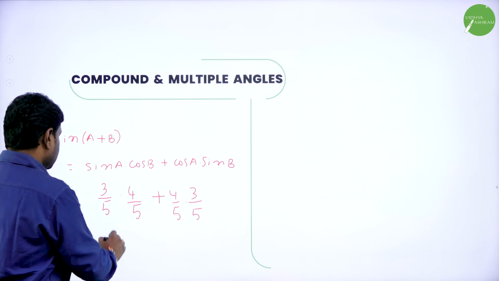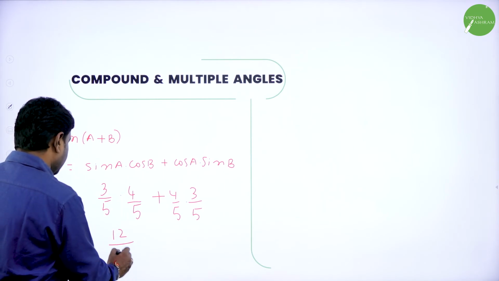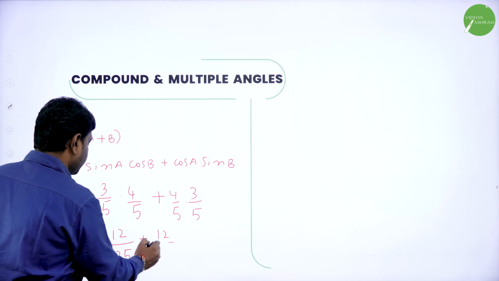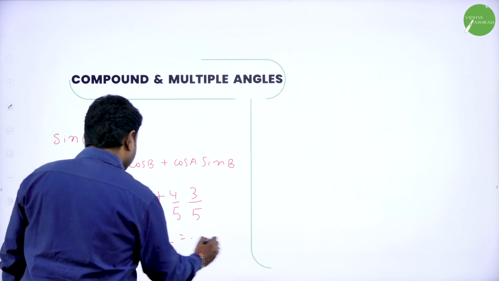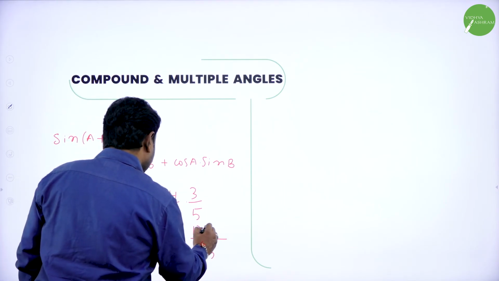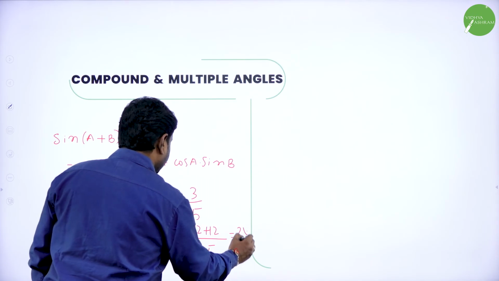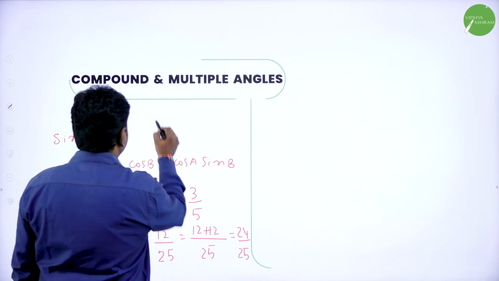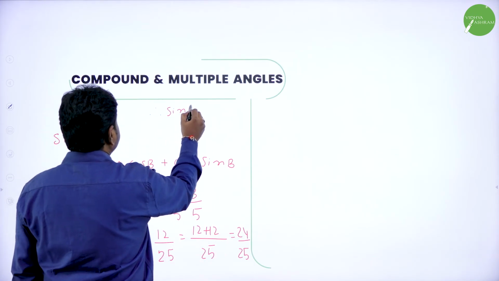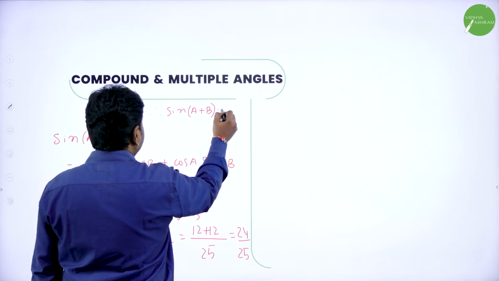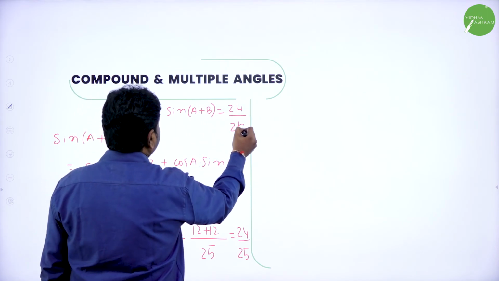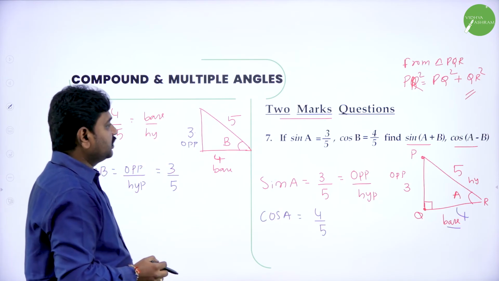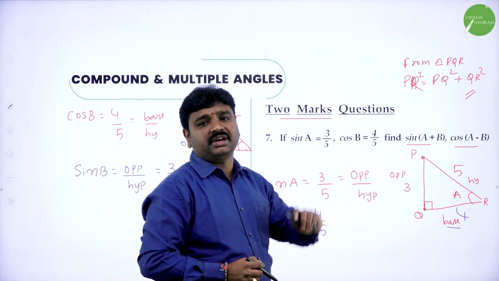Now simplify. 3 4s are 12, 5 5s are 25, plus 4 3s are 12, 5 5s are 25. So now the LCM is 25, 12 plus 12, so 24 by 25. So you got sin of A plus B. Therefore, the conclusion: they want you to find sin of A plus B, and sin of A plus B is 24 by 25. Further, they also want you to find cos of A minus B.